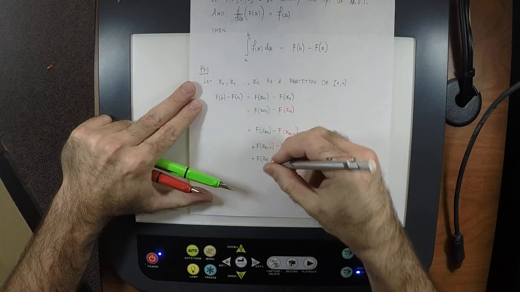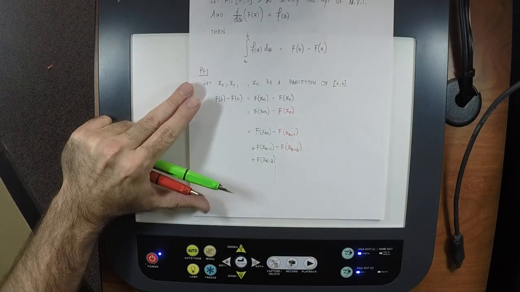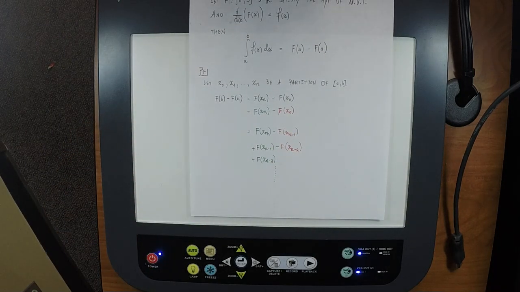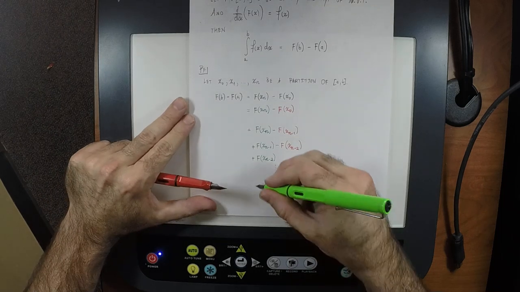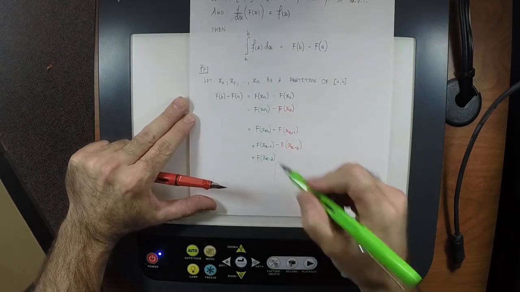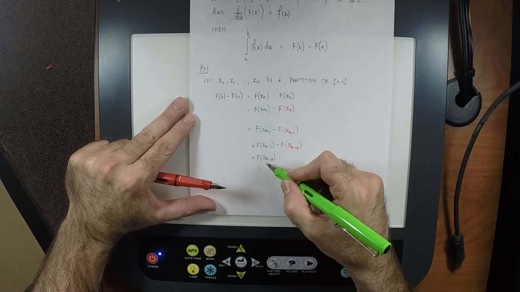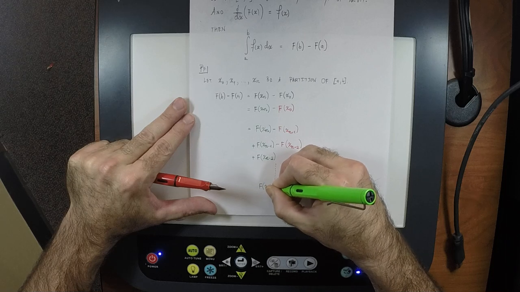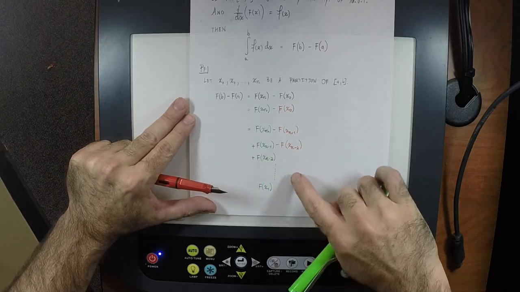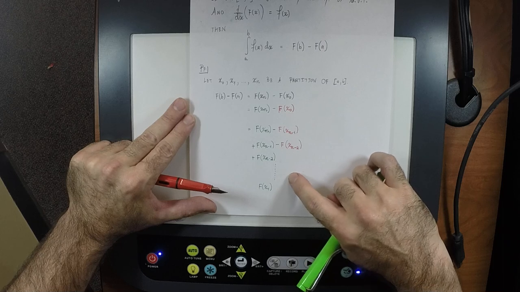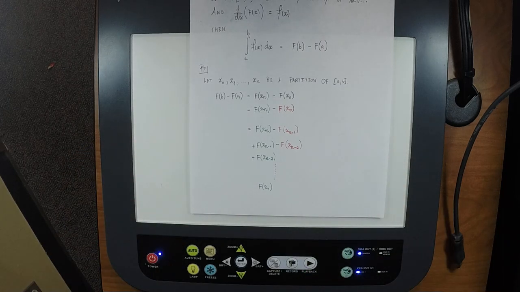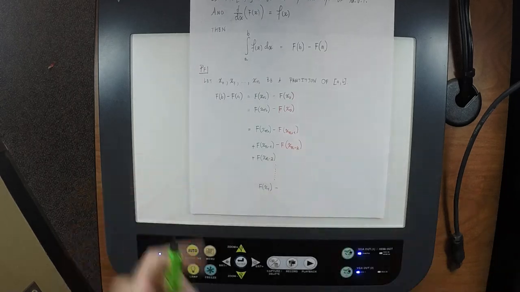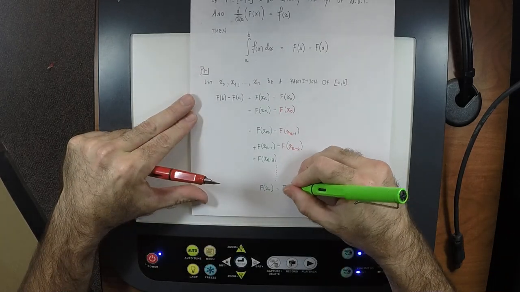What I want you to see is how it stops. What's the last line? What's the last green F, the last one I'm adding? This would be F of X 1, right? Because there's a red one right here. And then minus what? Minus F of X 0. Oops, gotta be in red.